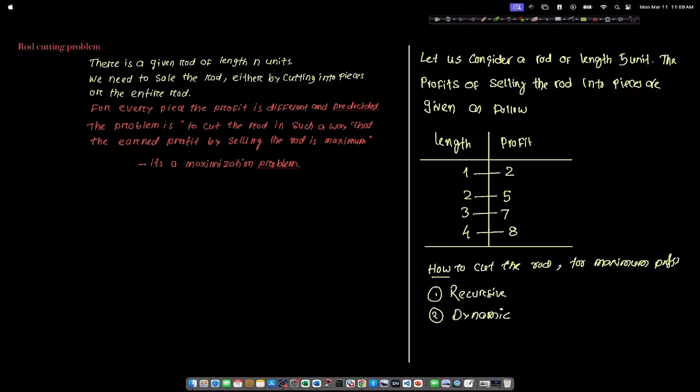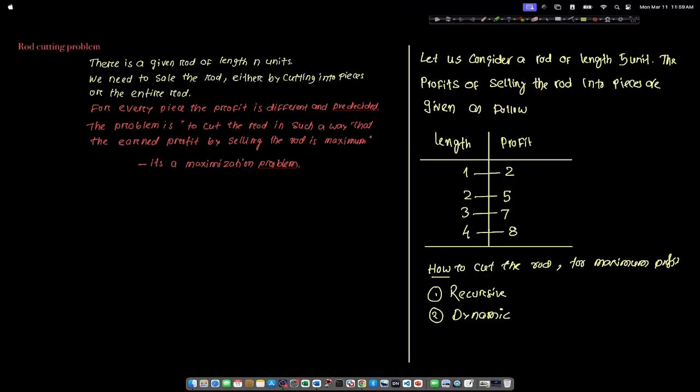If we cut the rod into units of length 1, then the profit will be 2. If we cut it into 2 unit lengths, then the profit will be 5. Similarly, for 3, the profit is 7, and a length of 4 units will give you a profit of 8. So now, how to cut the rod for the maximum profit?